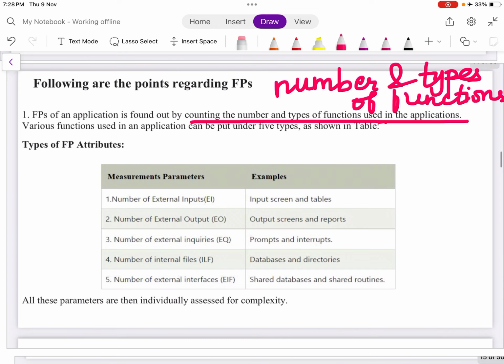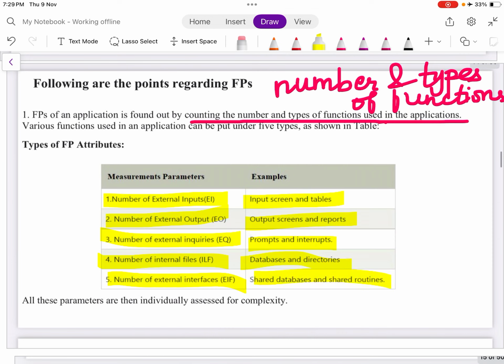Various functions used in an application can be put under 5 types as shown. The 5 types are: number of external inputs, EI, input screens and tables; number of external outputs, EO, output screens and reports; number of external queries, EQ, prompts and interrupts; number of internal files, ILF, databases and directories; number of external interfaces, EIF, shared databases and shared routines.